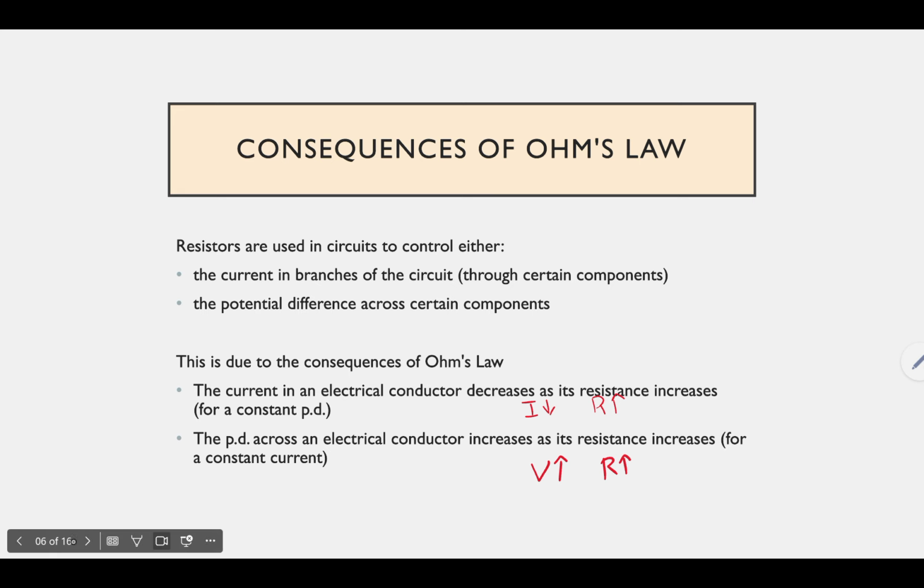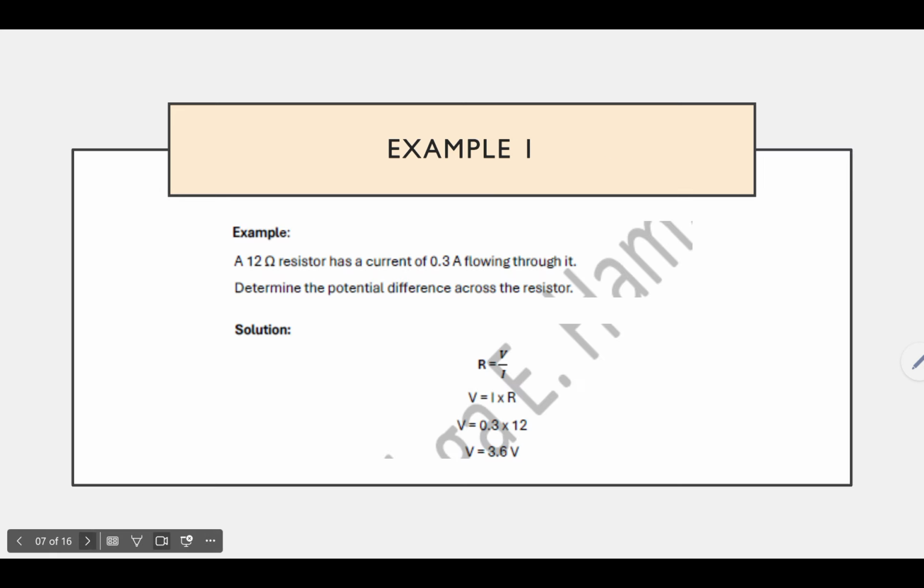Okay. So if I have a 12 ohm resistor with a current of 0.3 ampere, what is the potential difference? I'll use my equation. V equals I times R, 0.3 amperes times 12 ohms to give me 3.6 volts. Be very careful that this is ampere, because sometimes in the question they give you milliampere or microampere. And of course, you know that milli is times 10 to the power negative 3, and micro is times 10 to the power negative 6.